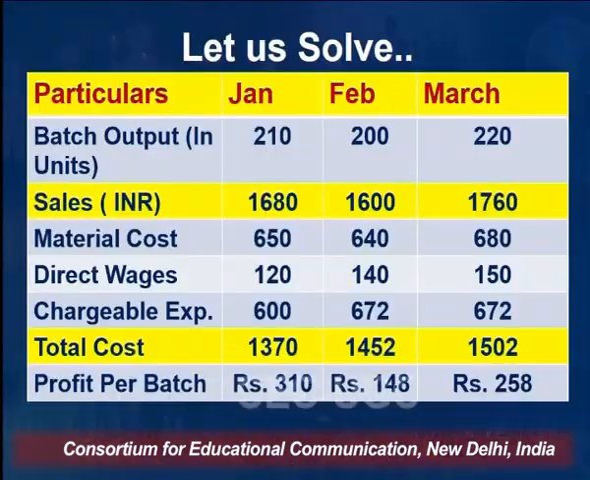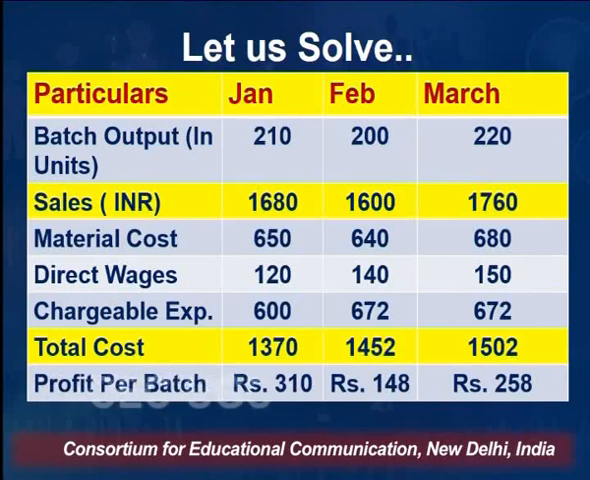And on your screen the profit per batch is available: rupees 310, 148 and 258. So this is going to be my profit per batch: 310 rupees, 148 and 258. Now here the question has simply asked us to calculate the total cost and profit per batch.